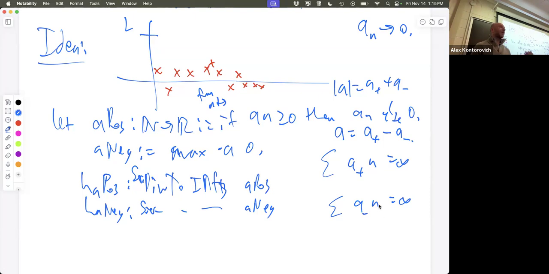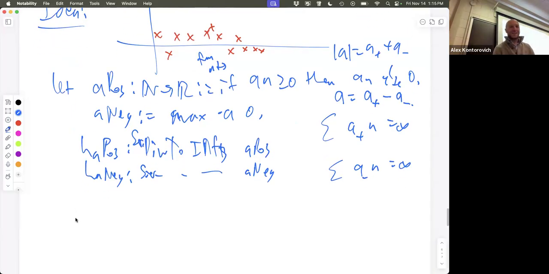But if one of them diverges and not the other one, then the sum would be a sum of a convergent and a divergent sequence. So the series itself would also diverge. It would not be a convergent sequence. Should I write all that out, or let me just give the idea?